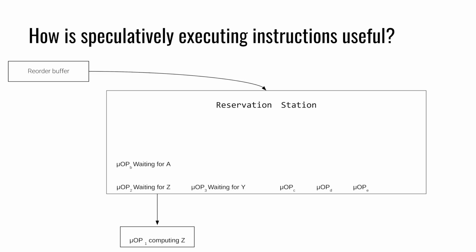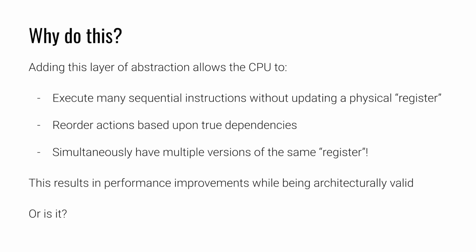And so we have inside of the CPU all of these kind of dependency chains of microcode, and the order in which these microcode pieces get executed is somewhat arbitrary. So why does the CPU do this? Well, it turns out adding an additional layer of abstraction, which is like the core of computer science, allows the CPU to do a number of things. It can execute many sequential instructions without having to update a physical register.